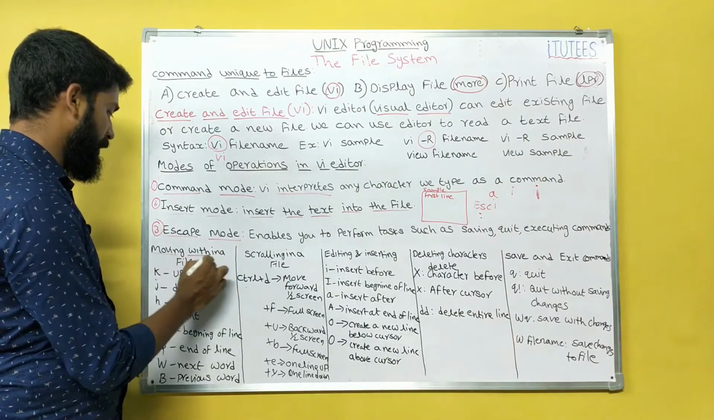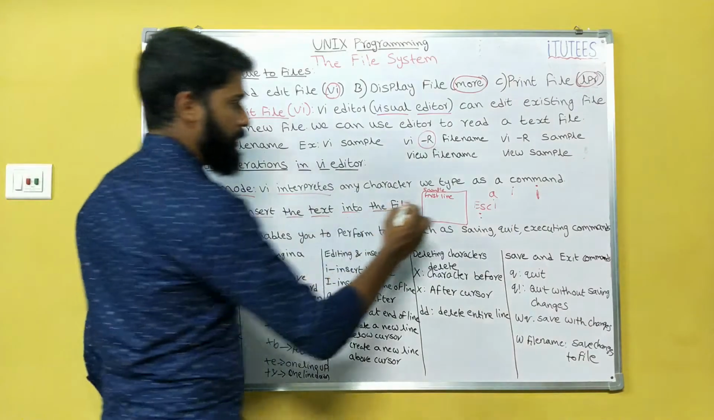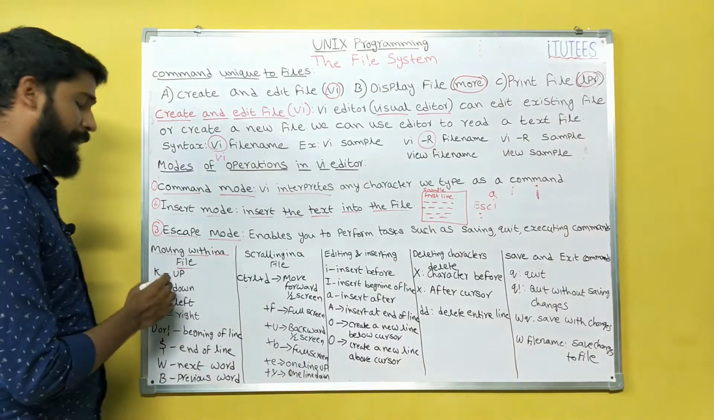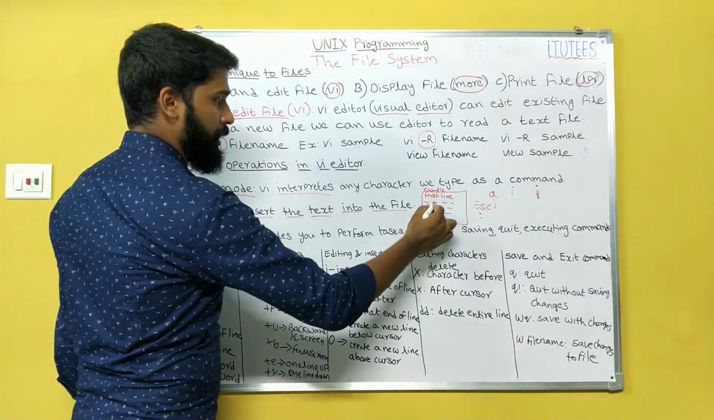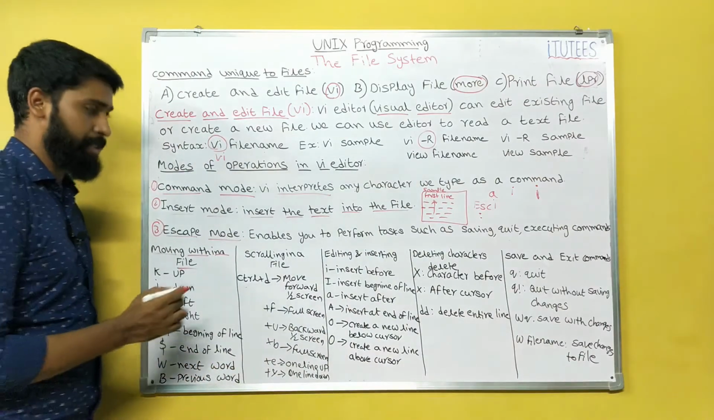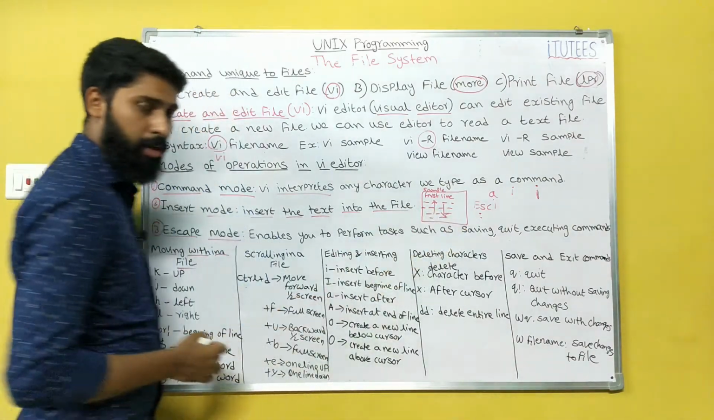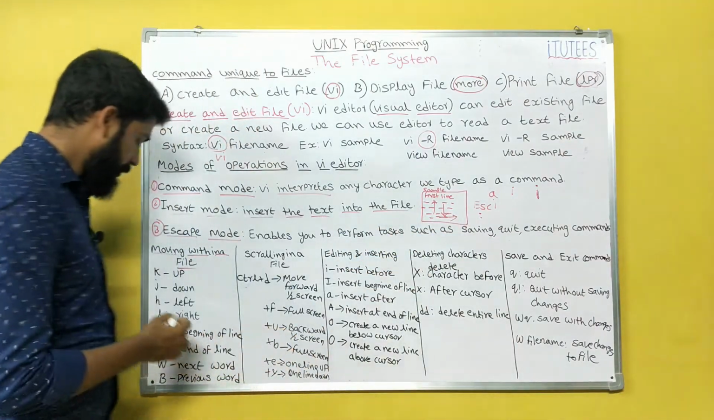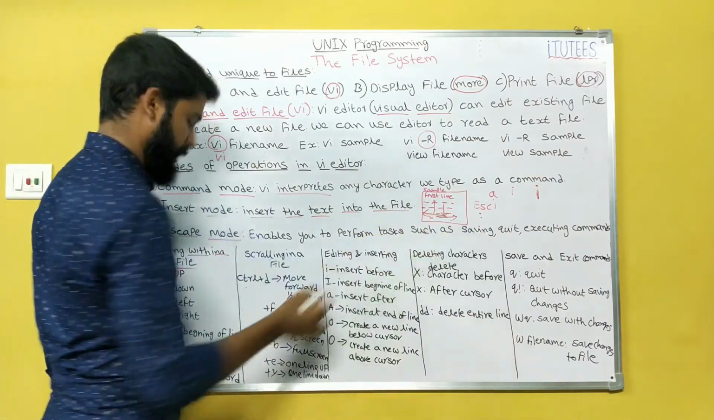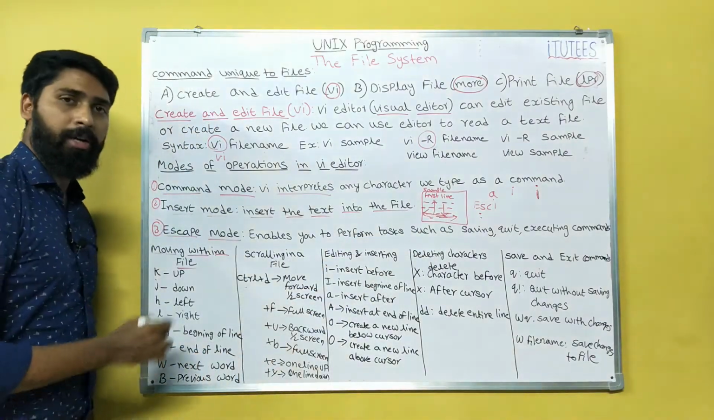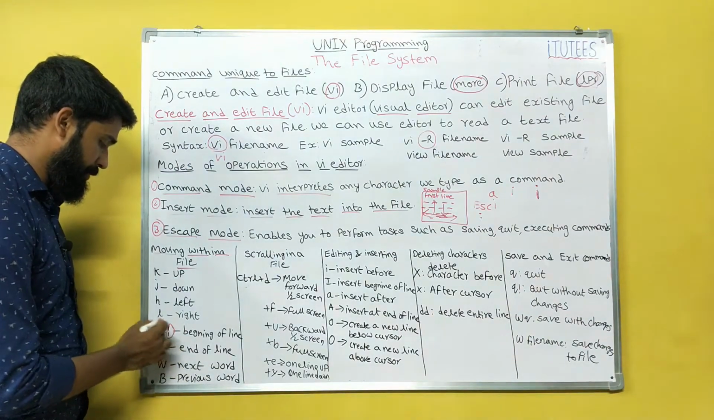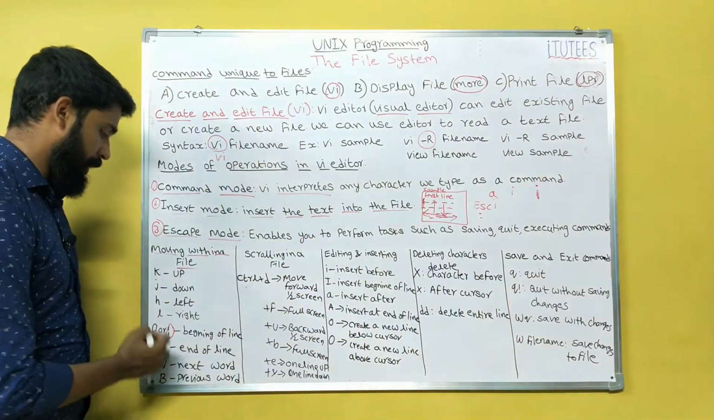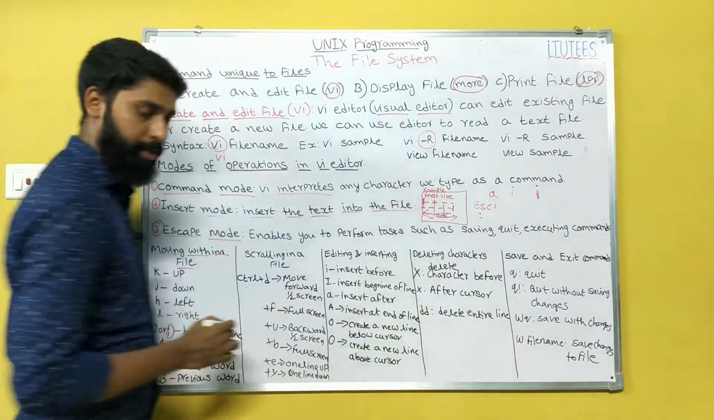First is moving within a file. Let us assume these are the file contents. k means up. If you press k, the cursor goes up. If you press j, the cursor goes down. h means left. l means right. 0 or ^ means the cursor comes to the beginning of the line. Dollar means it goes to the end of the line.